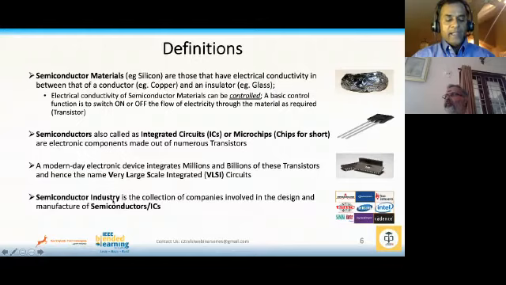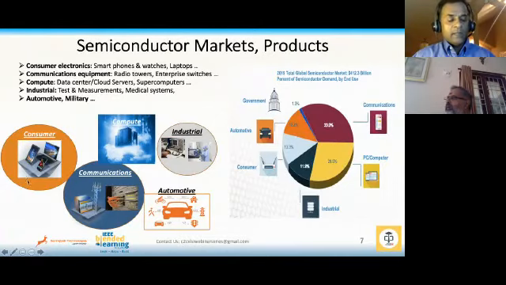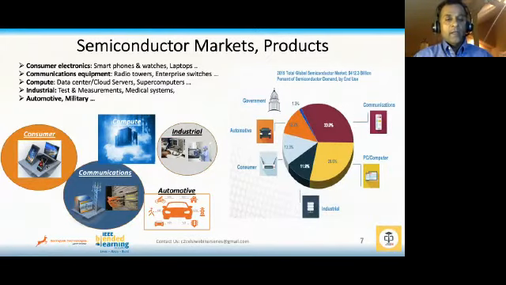The semiconductor industry is basically the collection of all the companies involved in the design and manufacture of these semiconductor components or ICs. With that definition, let's see what the semiconductor markets and products are. You would know most of these. Some of the common semiconductor components that you use are in consumer electronics, be it a laptop or a tablet or a cell phone or a smart watch or even a pacemaker that goes into your heart.